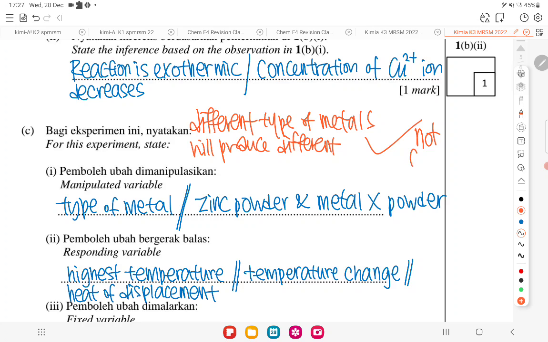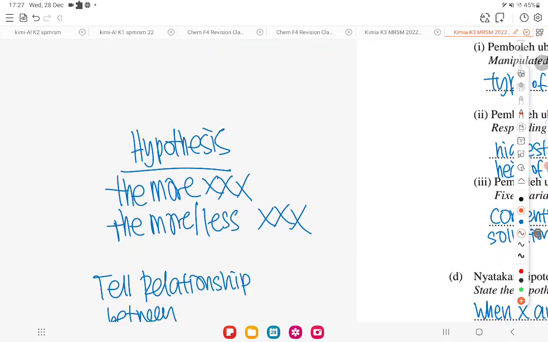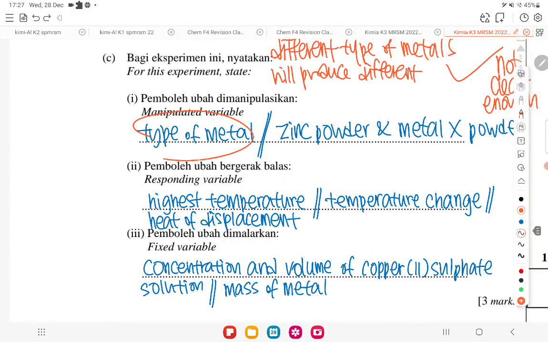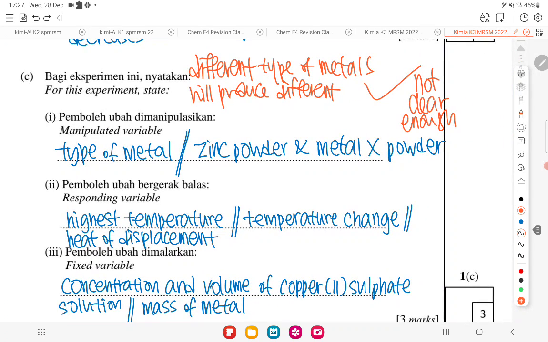This answer is not clear enough, because you didn't give me a very clear relationship. When you say different type of metal, I don't know what metal you are using. And when you say different highest temperature or temperature change, I don't know who has the higher or lower, whether it changes a lot or a little. If you say heat of displacement, I also don't know who has higher or lower heat of displacement. So the relationship is not clear enough.